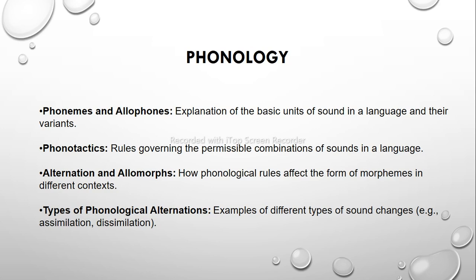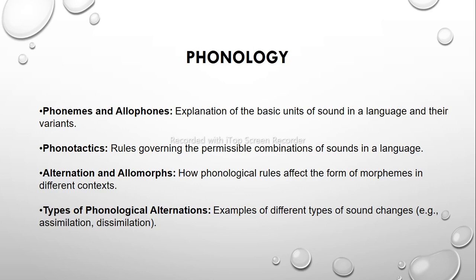Phonemes are the smallest units of sound that can change the meaning of a word. For example, in English, the words bat and pat differ by only one sound, b and p, which are distinct phonemes. 1. Phonemes. These are abstract mental representations of sounds that can distinguish meaning. In English, b and p are different phonemes because they create different words.